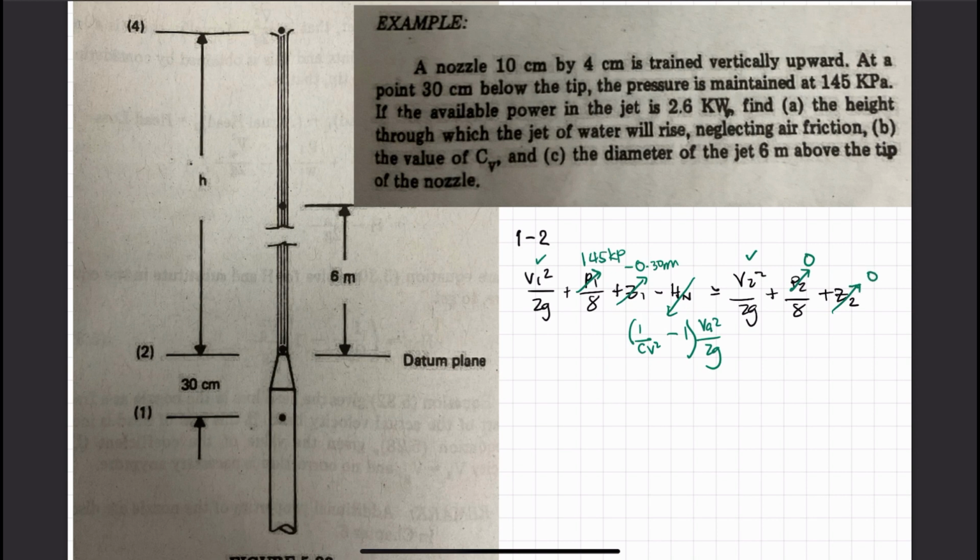So, ang natira na lang sa atin ay V1 squared over 2G plus 145 kPa over gamma minus 0.3 meters minus 1 over CV squared minus 1 times VA squared over 2G is equal to V2 squared over 2G.